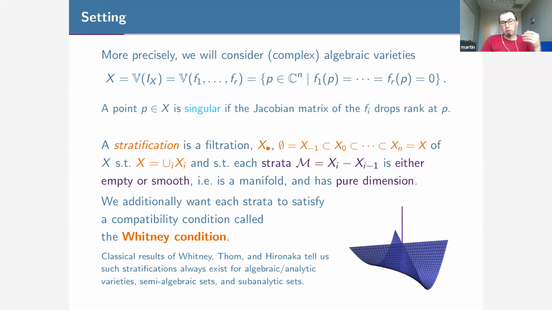Additionally, we're going to want one more thing out of our stratification, namely we want it to satisfy the Whitney condition. There's classical work of people such as Whitney, and also Thom and Hironaka, that tells us that these stratifications always exist for algebraic or analytic varieties, which was the work of Whitney, and then for semi-algebraic sets and sub-analytic sets, which was work of Thom and Hironaka.